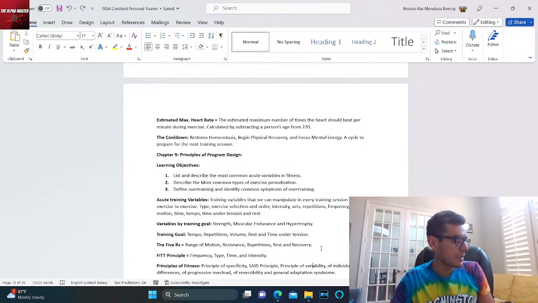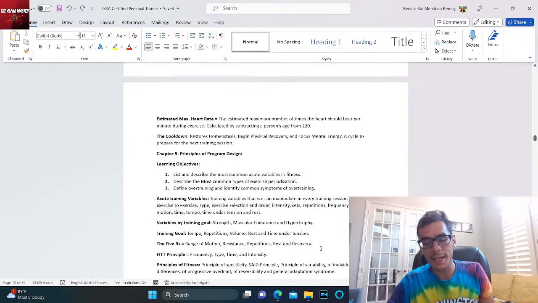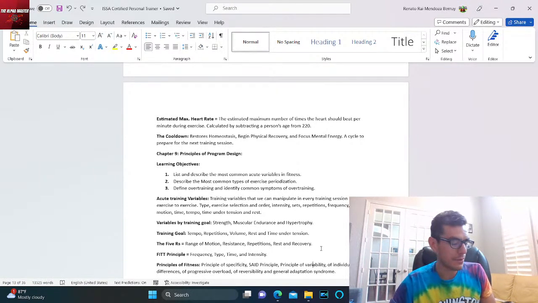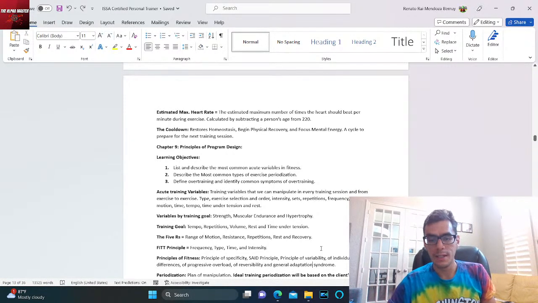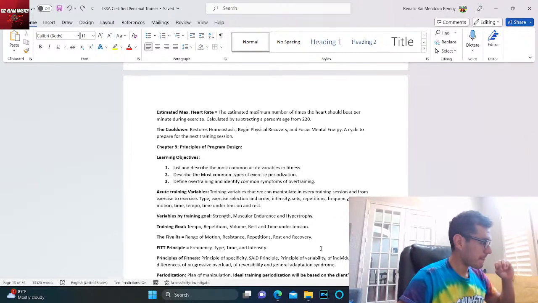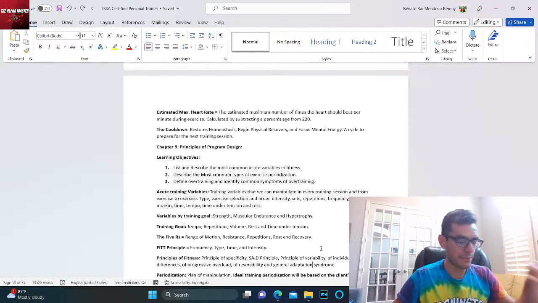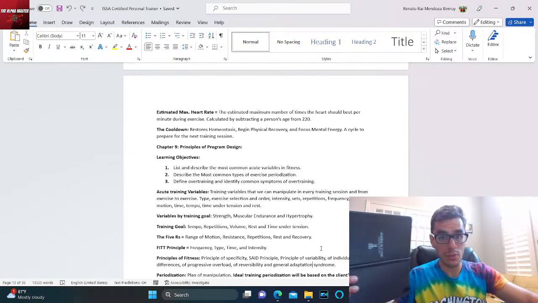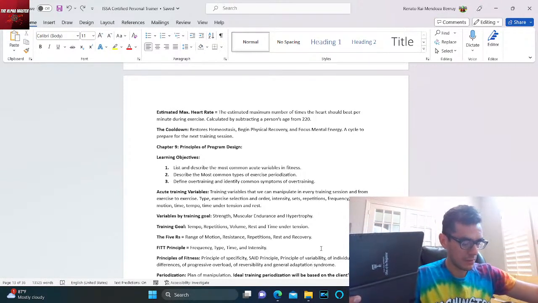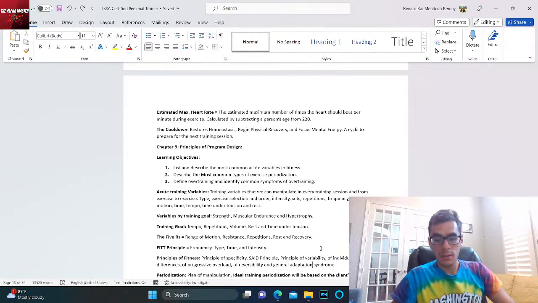The principles of fitness: you have the principle of specificity, the FIT principle, the specific adaptation to imposed demands principle, the principle of variability, the principle of individual differences, progressive overload, the principle of reversibility, and the general adaptation syndrome, which is the GAS principle.